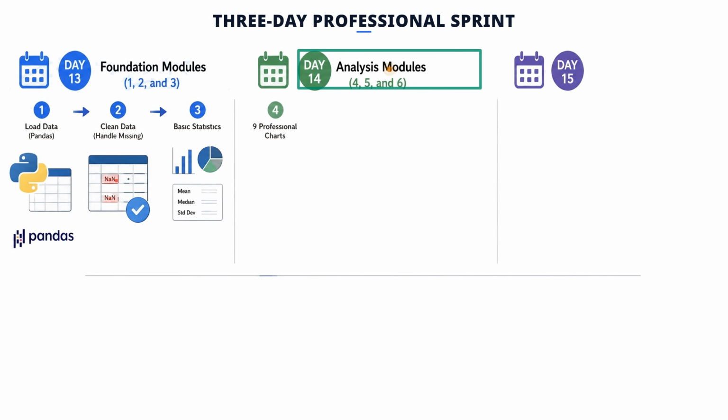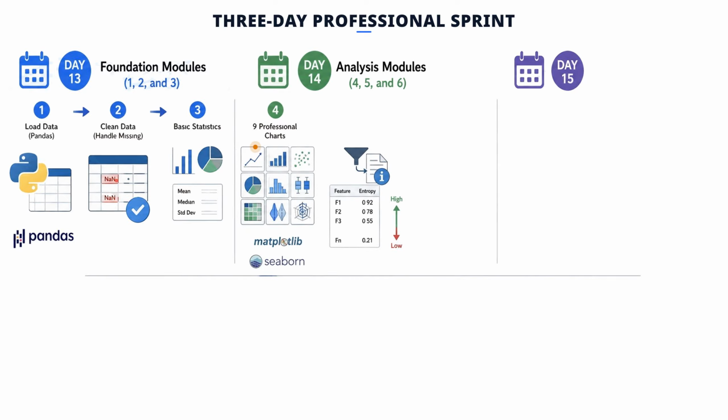For Module 4, you'll utilize libraries like Matplotlib and Seaborn to generate this grid of 9 different professional visualization charts. Module 5 is where things get really interesting. How do we know which columns of data actually matter? We use information theory. By calculating the entropy of each feature, we can rank our data from high information content down to low. This tells us exactly which data points provide the most value to the business.